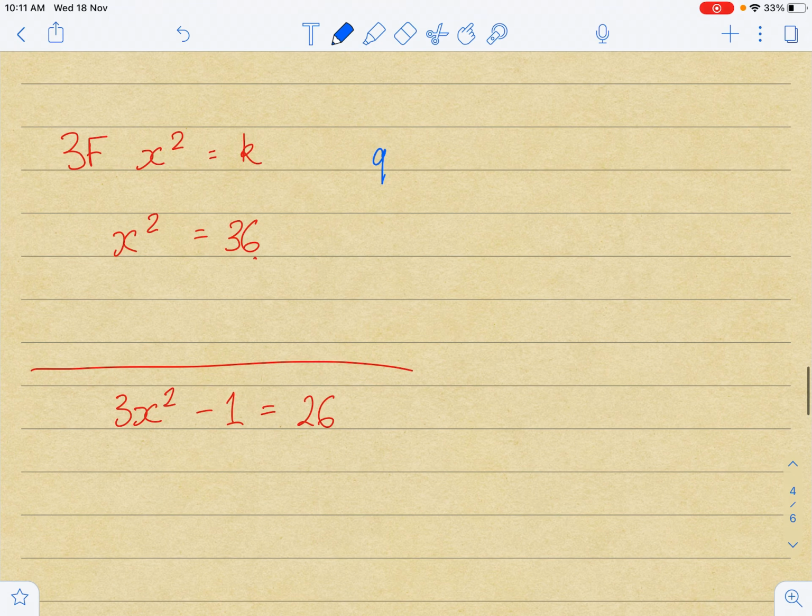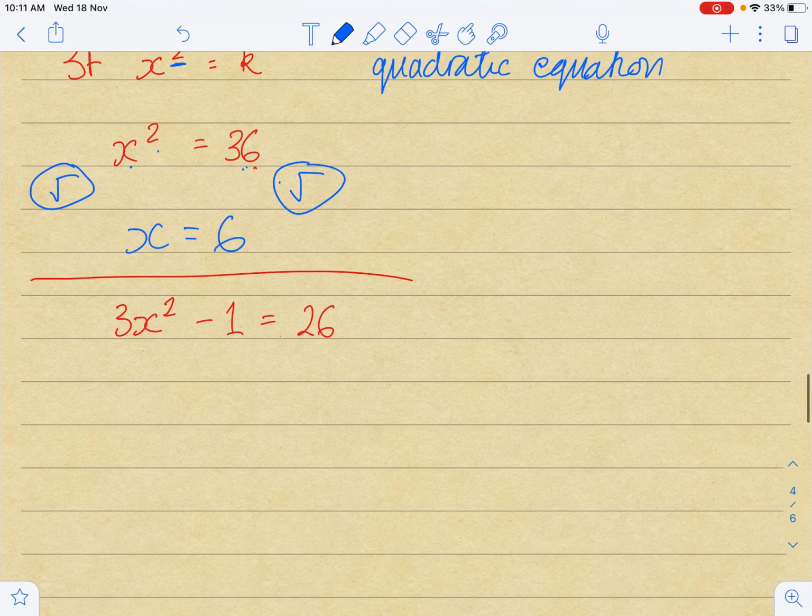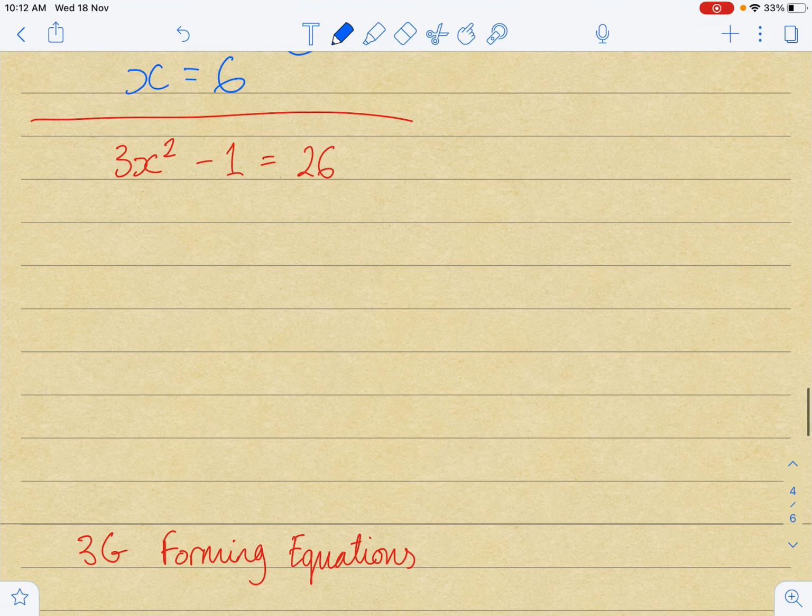On to 3f. This is a quadratic equation. The ones above were linear because there were no squares in them. When we bring in these squares, we call it a quadratic equation. Here's a simple example. Something squared is 36. We need to know the opposite of squaring, which is square rooting. So if you get x squared equals 36, simply square root the answer. 36 square rooted, what squared makes 36? And that is 6.